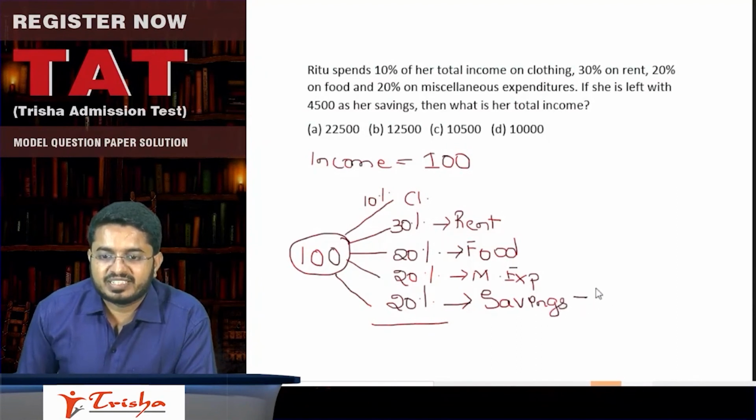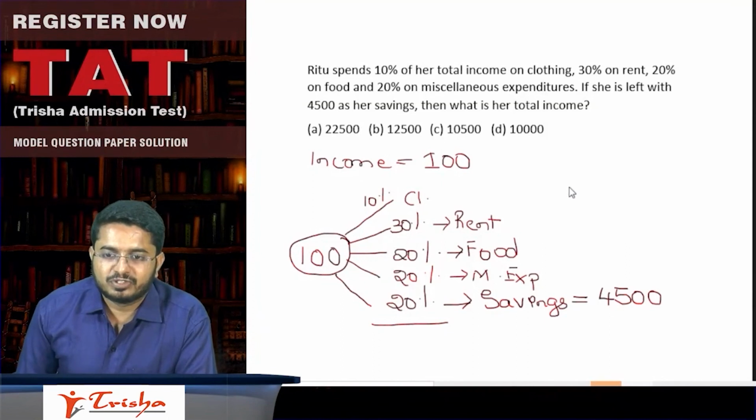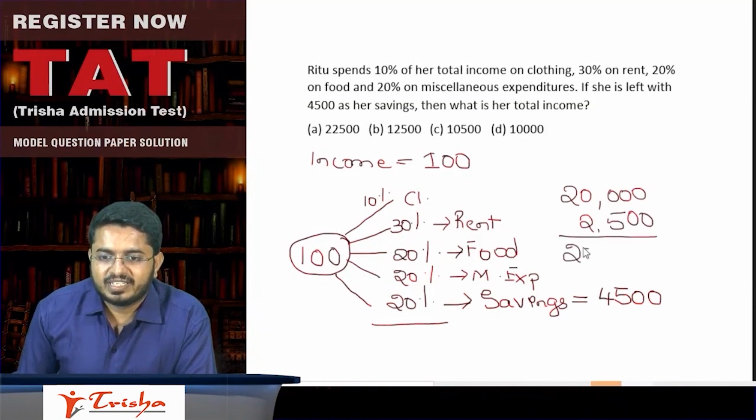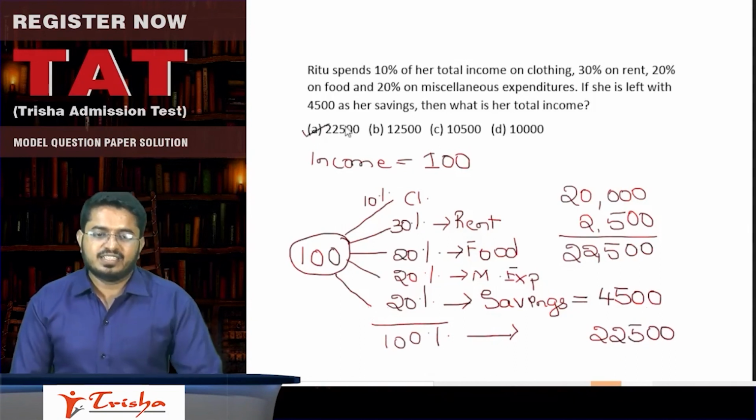So if 20% is 4,500, can you find out 100%? Easy, right? 20 into 5 is 100. 4,500 into 5, you will get the answer. 4,000 into 5 is 20,000. 500 into 5 is 2,500. So total income, that is 100%, will be 22,500. See here, we get the same answer. 20 into 5 is 100, so 4,500 into 5 will be 22,500. Is that option available? Yes, option A is the correct answer.